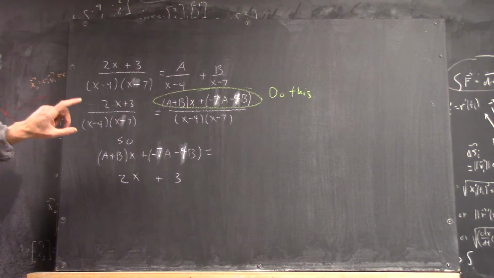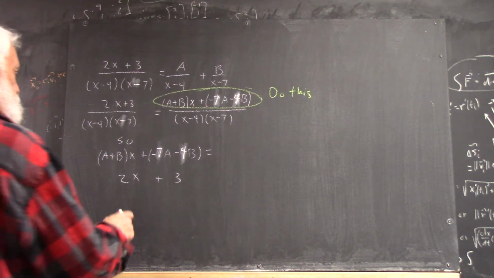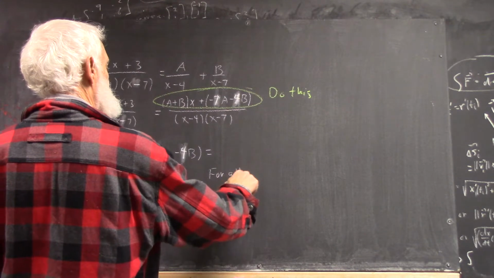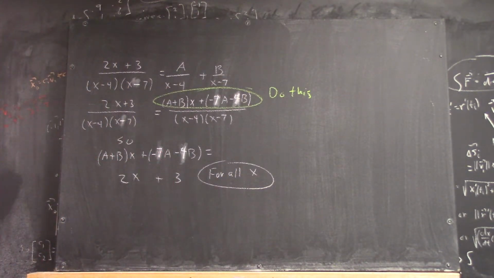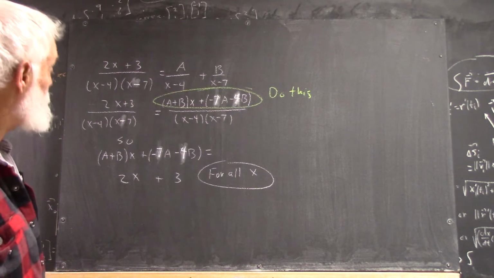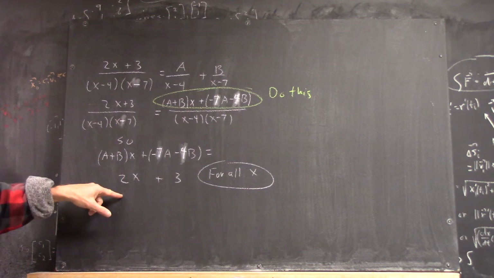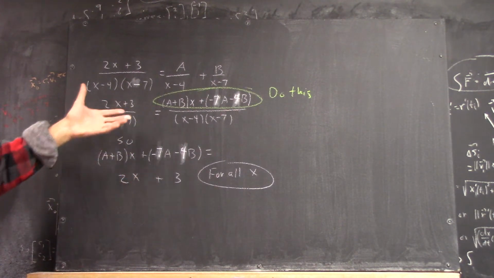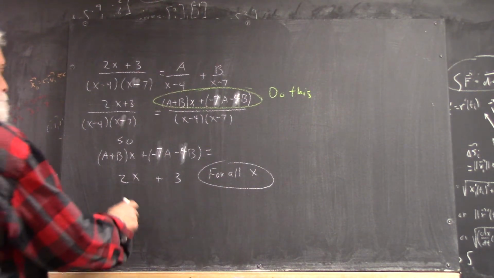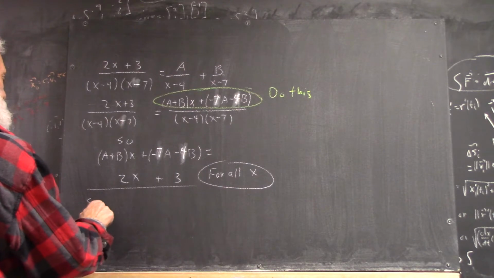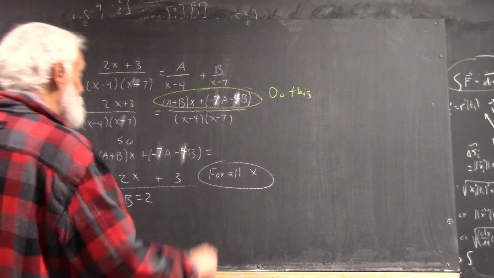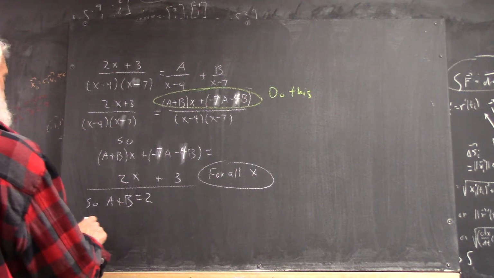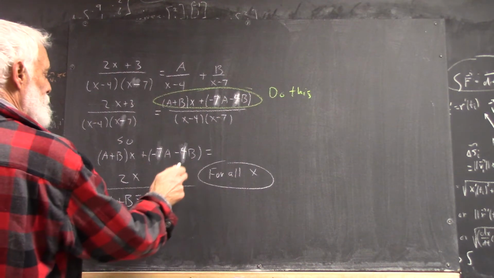Now, if this is true, it's got to be true for all x. Every value of x, no matter what x is. If x is 0, if x is 1, if x is negative the square root of 748 pi, whatever, it's got to be true, which means that a plus b has to equal 2. If it doesn't, then there might be some value of x that works, but not every value of x will work. Now I'll let you think about that, but the point is that a plus b has to equal 2, and then negative 7a minus 4b has to equal 3.